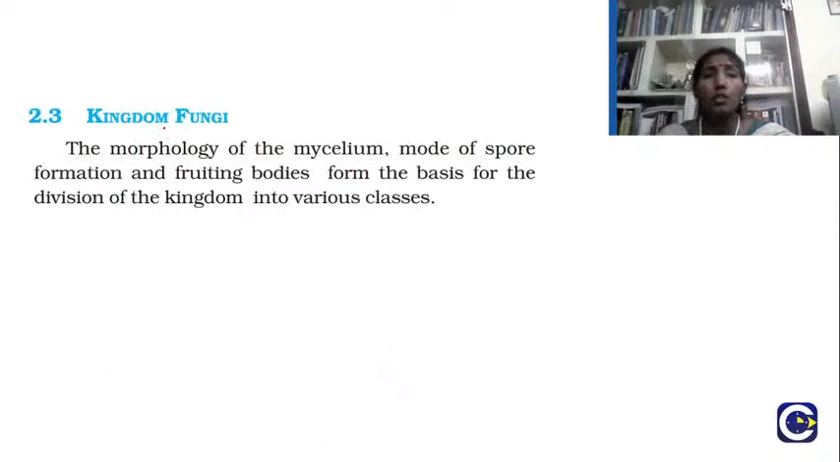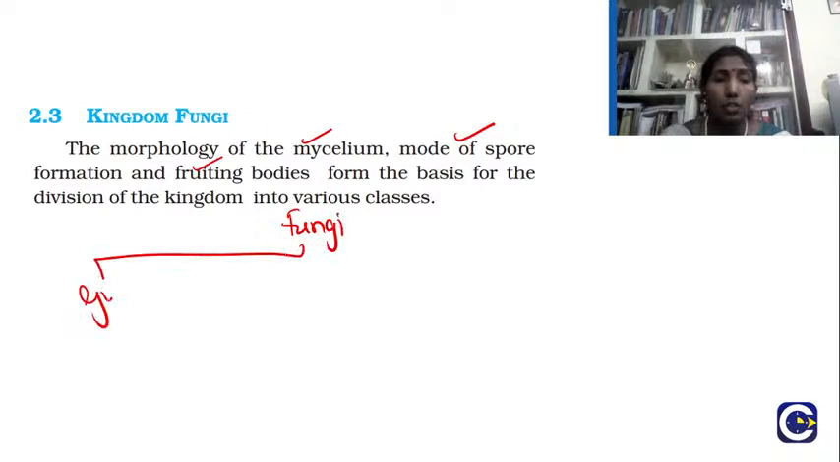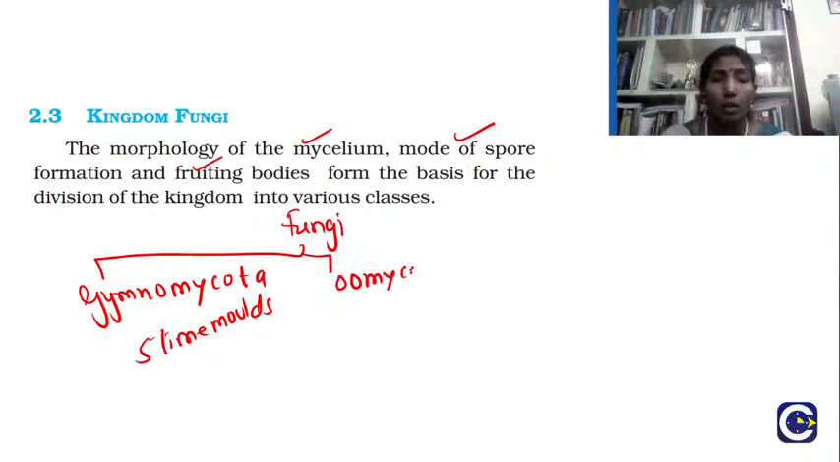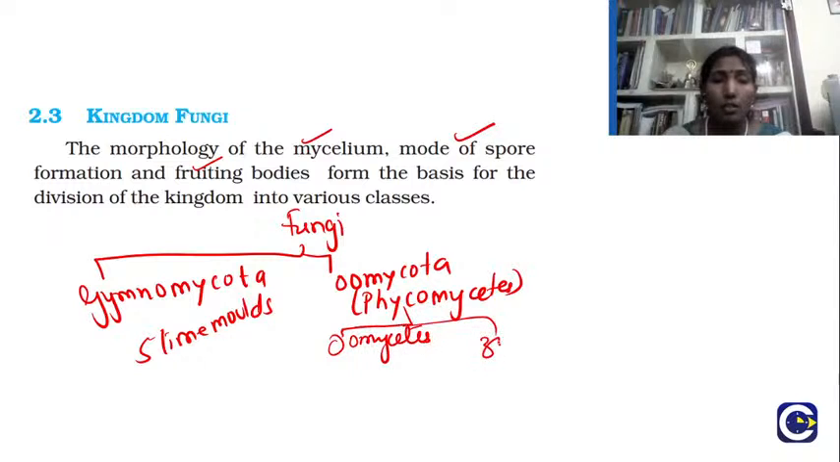So what is the morphology of the mycelium? Depending on the morphology or the mode of spore formation and the fruiting body, we have various classifications. The best way of classifying fungi is into Gymnomycota, which includes the slime molds, then the Oomycota, which is nothing but the Phycomycetes. Under that we have the Oomycetes and the Zygomycetes.